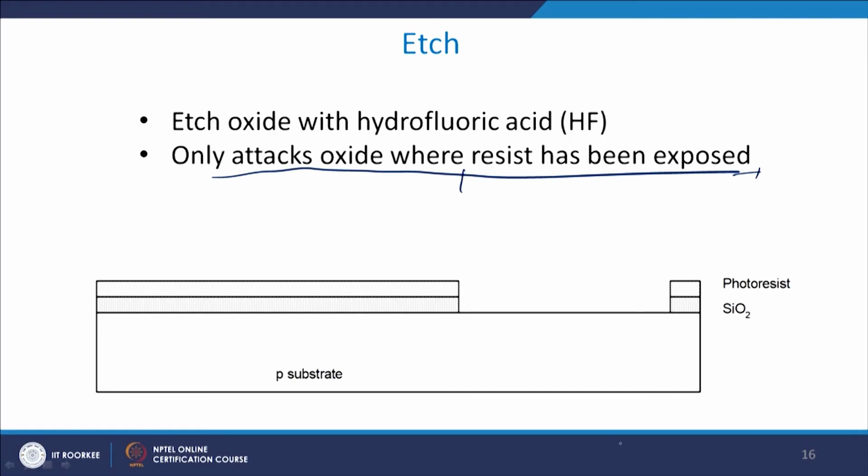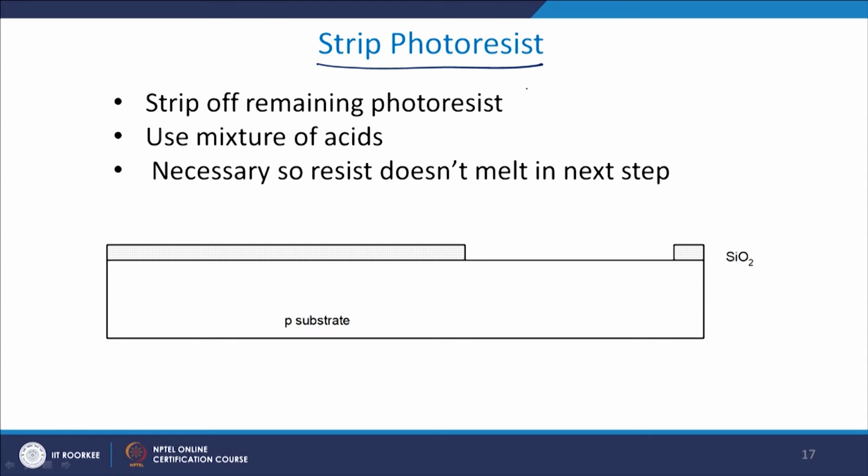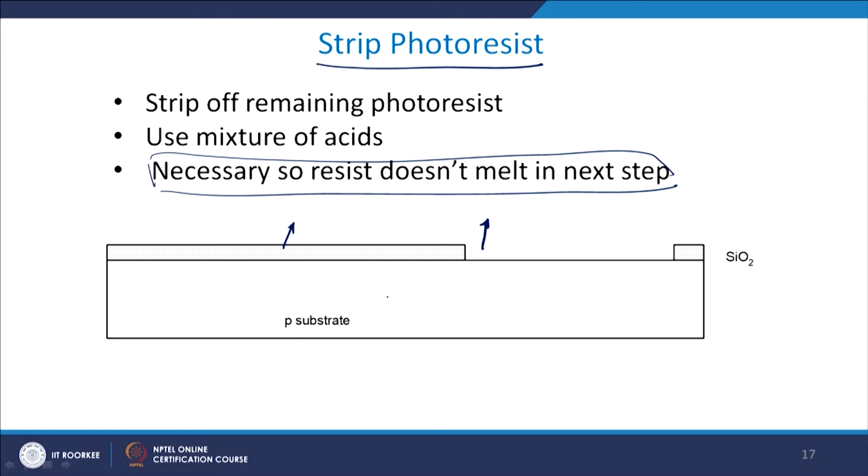Let me come to the strip photoresist. As we are discussing, we strip off the excess photoresist. So, you remove the photoresist from here, and the remaining part is what is there, right. The reason we strip off is that we do not want the other part to melt away. So, in the next step we do not have to melt away the photoresist, and therefore we strip off the remaining photoresist. So, this is what we have stripped off.